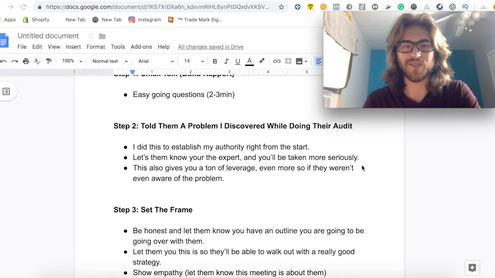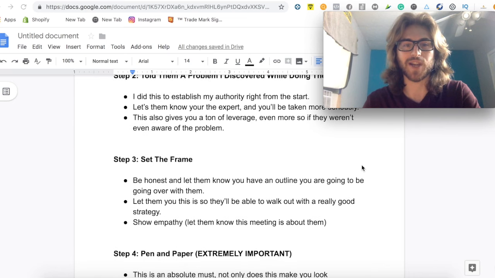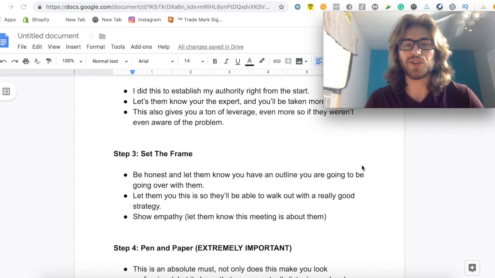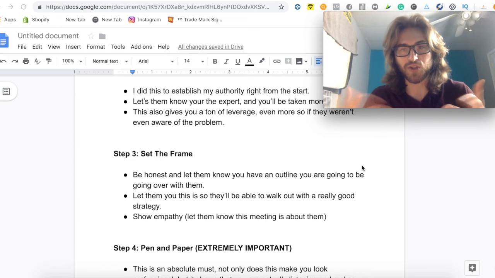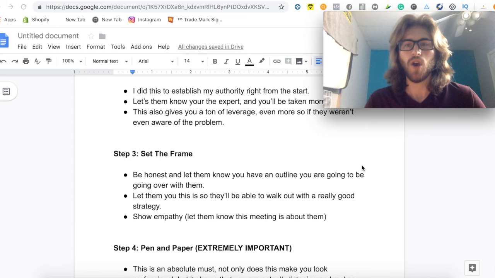And after I did that, I went ahead and I set the frame. Basically, how to set the frame: you just want to be honest, up front. Let your client know that you have an outline, or some general loose framework that you're going to be going over with them. In most cases, I know in my case, the clients don't really care if you're going through an outline or anything. Really, they don't care at all, and it lets them know that they'll be able to walk out with a really good strategy because you're super prepared.